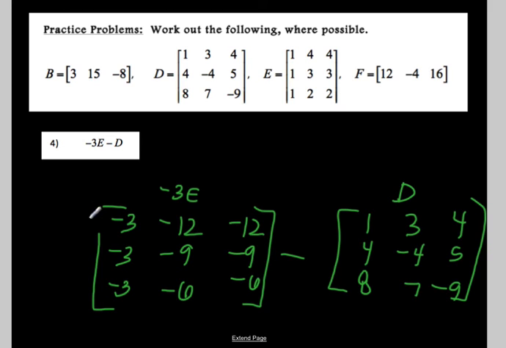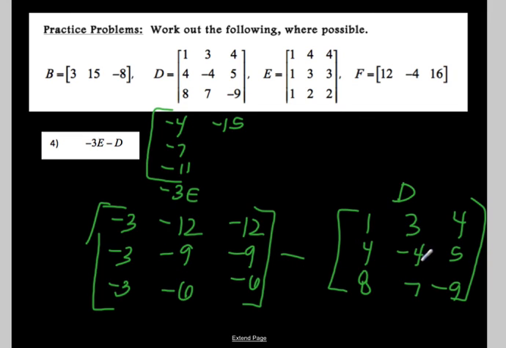Okay, so I would take negative 3 minus 1, which gives me negative 4. Negative 3 minus 4 gives me negative 7. Negative 3 minus 8 will give me negative 11. Okay, and that's going to be my first column of my matrix. Now I'm going to go ahead and do my second column. Negative 12 minus 3 will be negative 15.